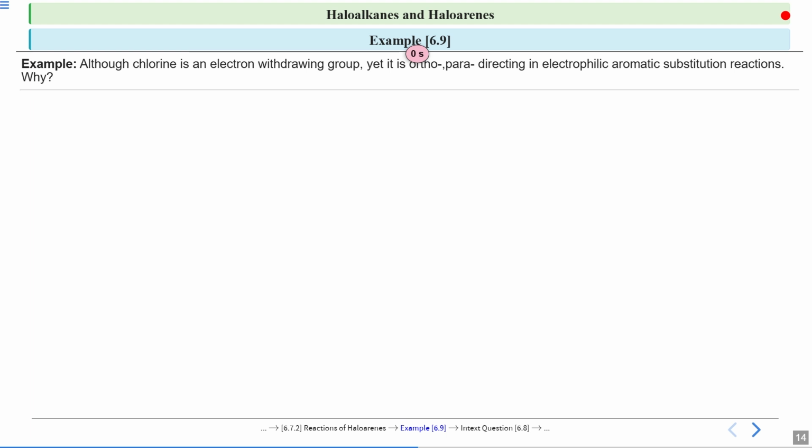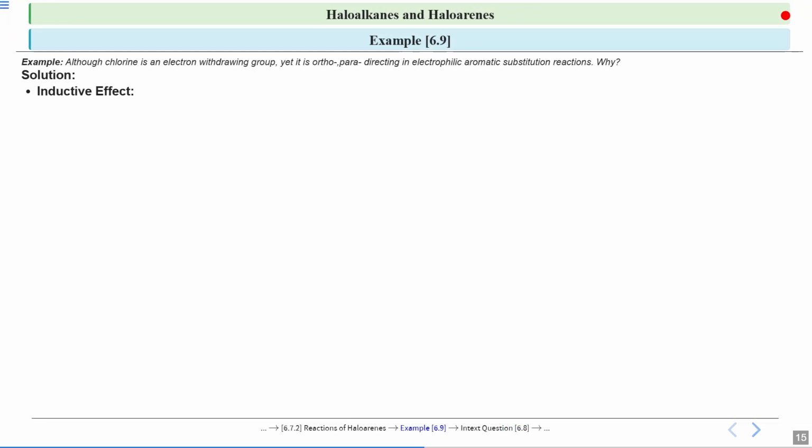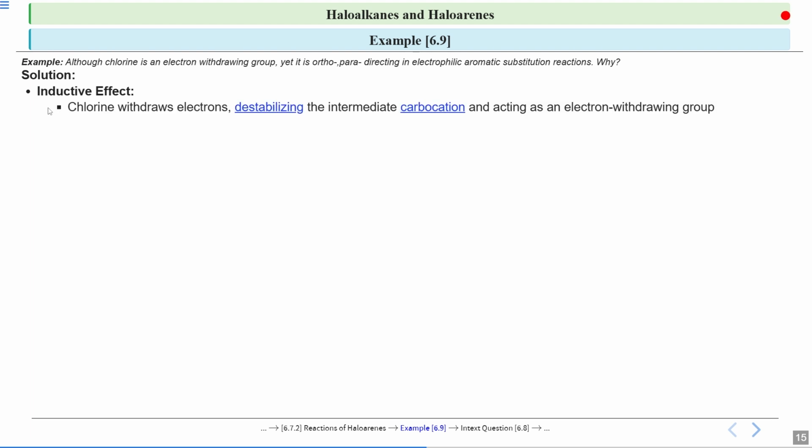Okay, let's see. For this example, first of all, we have to understand that chlorine is a halogen, and it is an electron withdrawing group, we know. And why is it an electron withdrawing group? Due to the inductive effect. Chlorine withdraws the electrons, that means chlorine shows the inductive effect, destabilizing the intermediate carbocation and acting as an electron withdrawing group. So this is how chlorine acts as an electron withdrawing group, by withdrawing the electrons and destabilizing the carbocation intermediate.